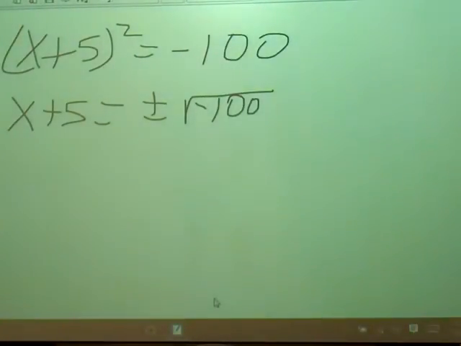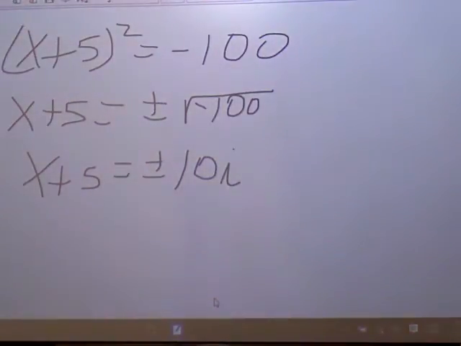Positive or negative square root of negative 100. Now, other than the negative, it's friendly because 100 is a perfect square. What's the square root of 100? 10. What happens when we have a negative underneath the radical? It becomes imaginary. Good. So we've got x plus 5 equals positive or negative 10i.